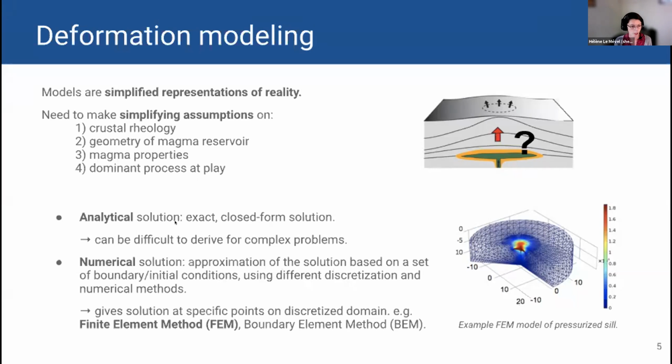For a given mathematical model, we can have an analytical solution, which provides exact closed form equations, or a numerical solution, which is an approximation of the solution based on a set of boundary and initial conditions and using different discretization methods and numerical methods. In this talk, a lot of the examples will be using the finite element method, which allows us to use arbitrary geometries and distributions of material properties.